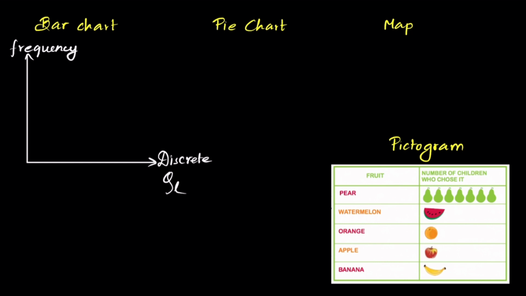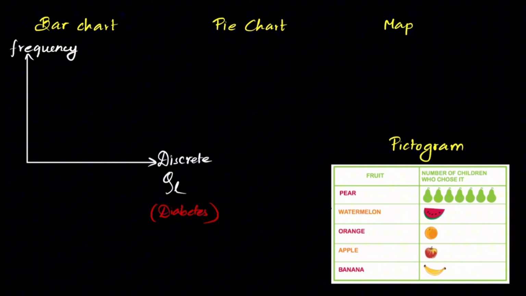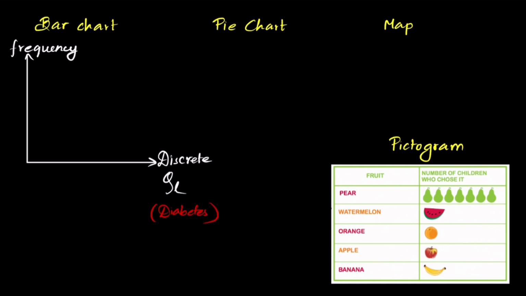qualitative data. Let's take an example. So on x-axis, qualitative data is going to be presence and absence of diabetes. So diabetes is a qualitative data. Why? Number one, you cannot measure it. You cannot measure how much diabetes is present in a person. You can measure sugar level, but not diabetes. And number two, you cannot compare diabetes of two persons. You can't say that person A has more diabetes than person B. However, you can compare sugar level.